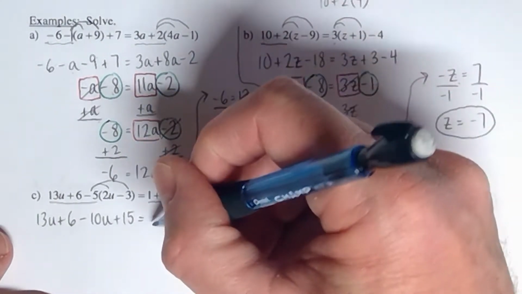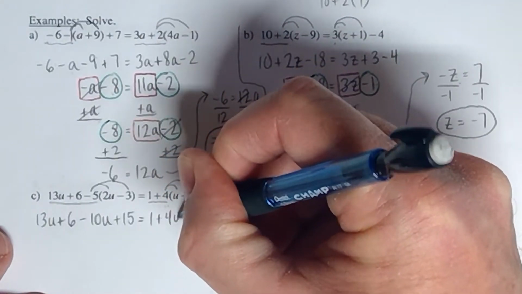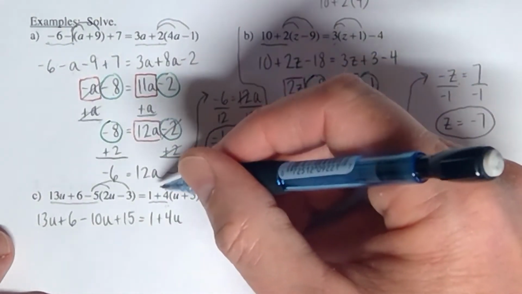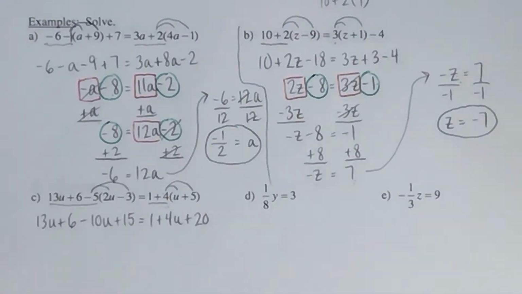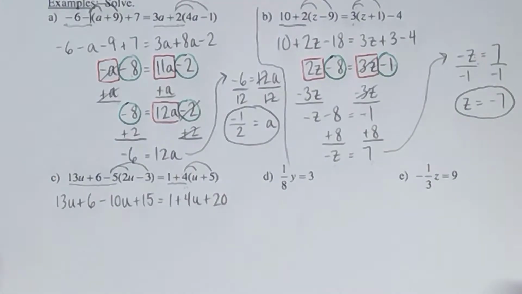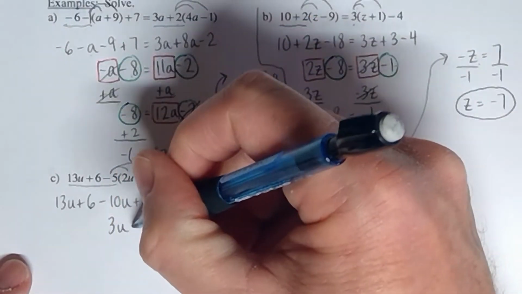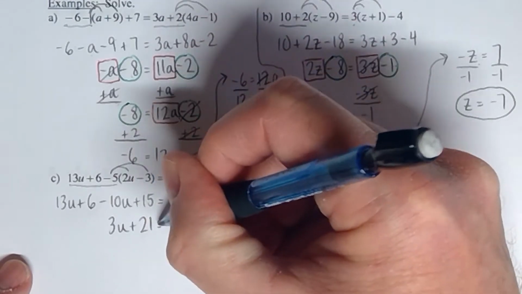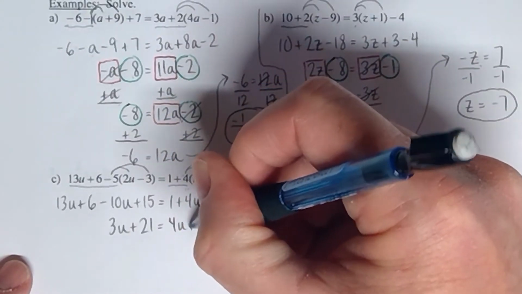All right, bring down the 1. 4 times u is positive 4u, so we say plus 4u. Positive 4 times positive 5 is positive 20, so we say plus 20. And now we are ready to combine like terms because that's the next step here. 3u plus 21 and 4u plus 21.